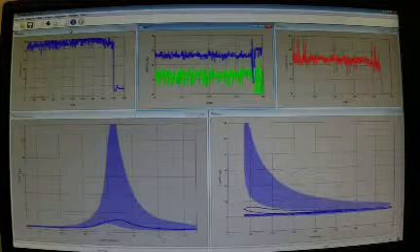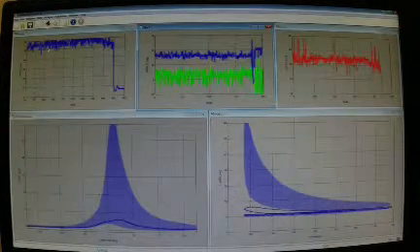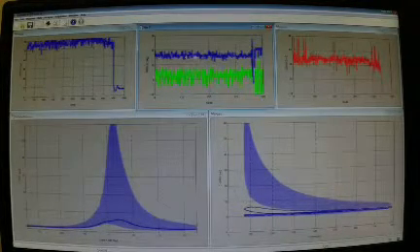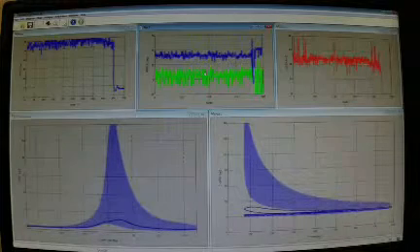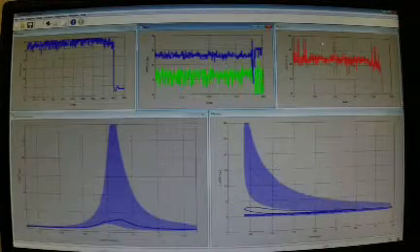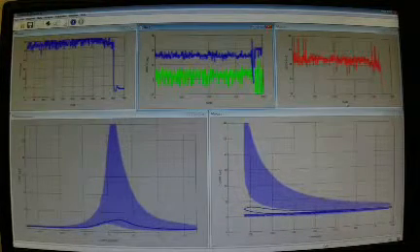So in all the cycle-based graphs, which are the top three on the bottom, on the top left you have your maximum pressure. In the middle you have the angle of your maximum pressure in blue and the angle of your pressure rise rate in green. And on the right you have your indicated torque in red, and all are cycle based.